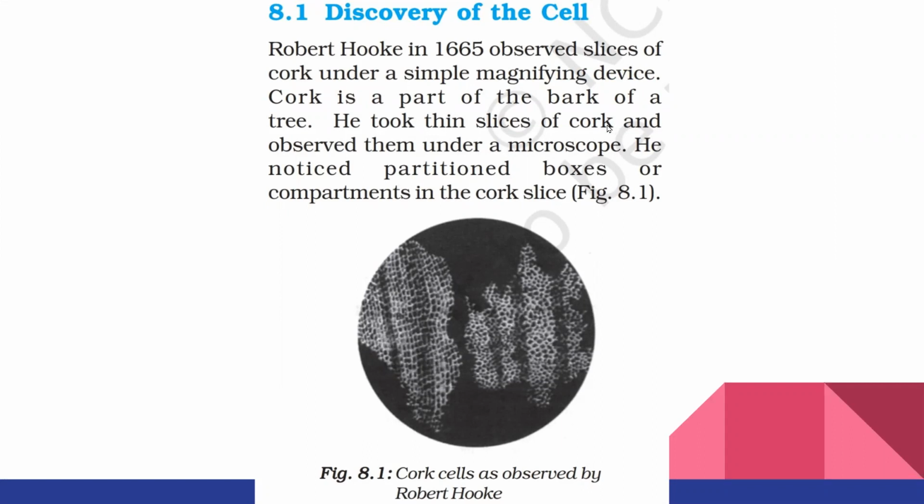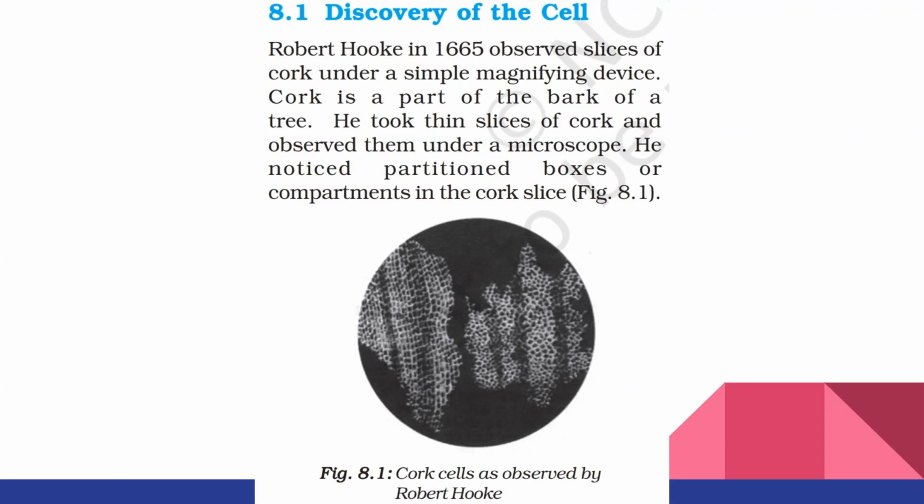What was the story behind the discovery of cell? Cells were discovered by the scientist Robert Hooke. He is not an Indian scientist. In the year 1665, he observed a thin slice of cork under a simple magnifying device or a microscope. Now what is cork? Cork is a part of the bark of a tree which is dried.